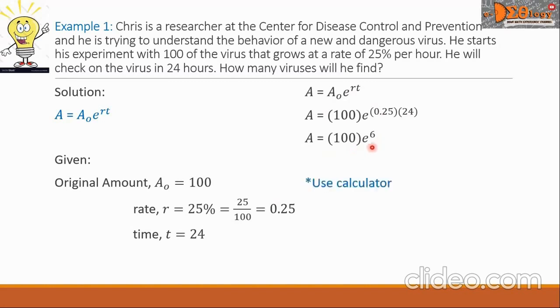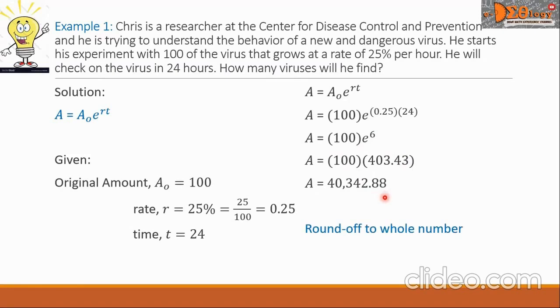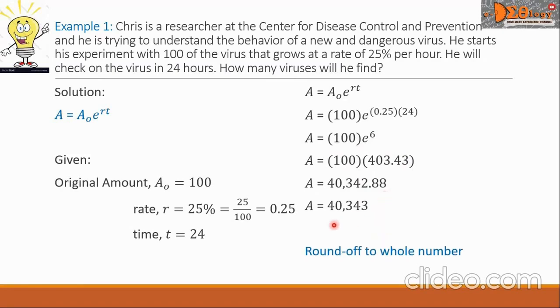We will use our calculator to simplify this E raised to 6 and we will get this 403.43. Then times 100, we will get the answer 40,342.88. Let us round this off to whole number. So we have 40,343. And this is our final answer.